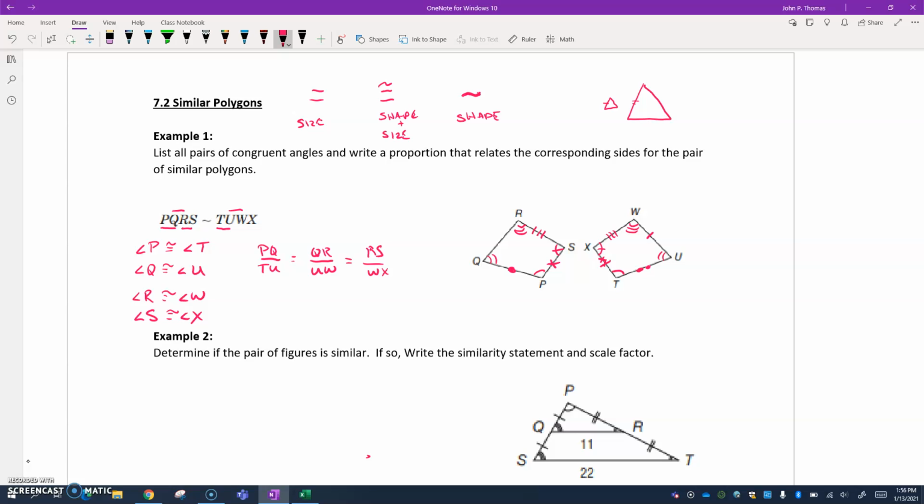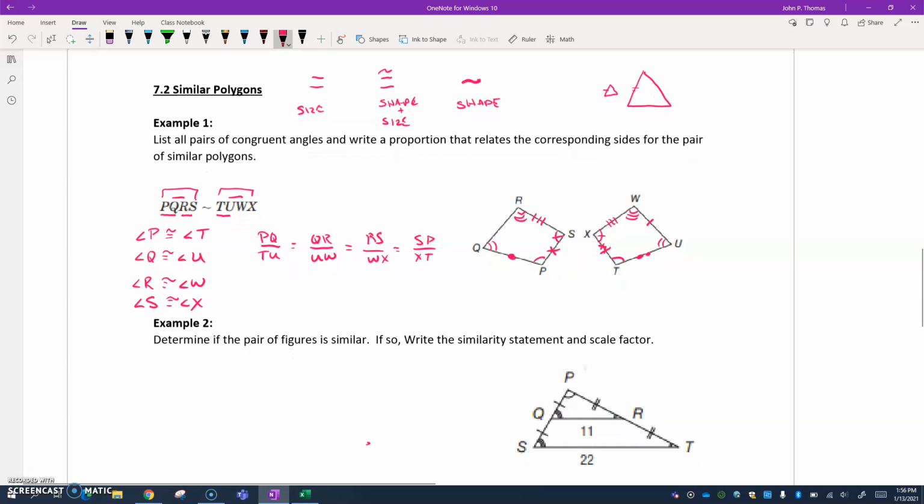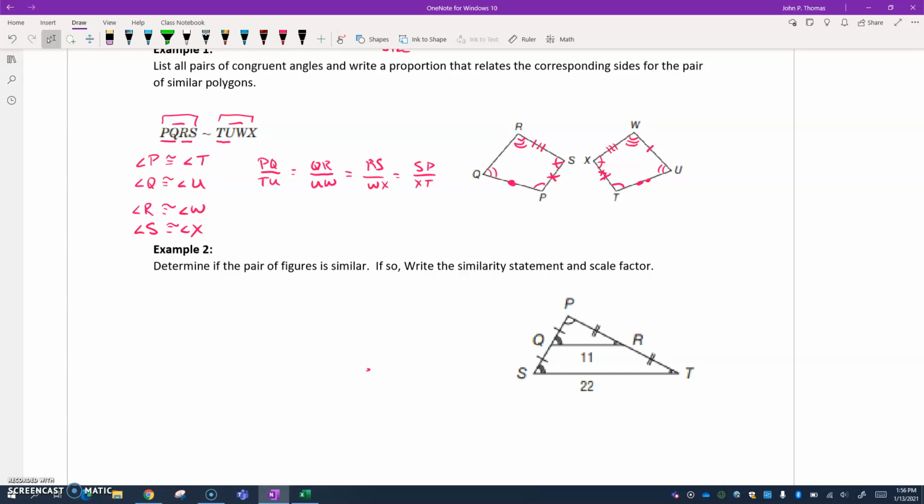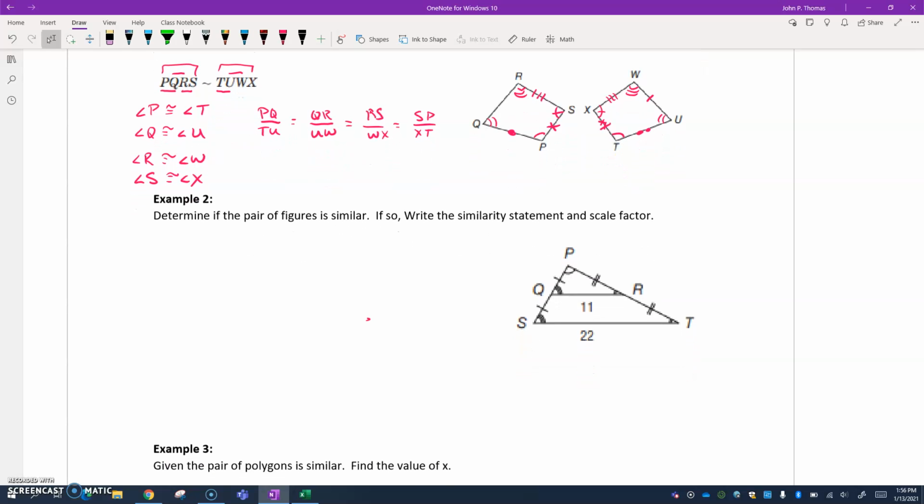And then the last one here, on the notation, I'm going to take first and last. So I've got SP compared to XT. Those ratios have to be consistent for every pair of corresponding sides if the two are similar. Now, we can use this to help us in problems. This one says, determine if a pair of figures is similar.